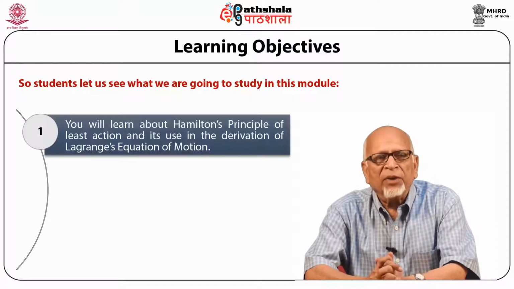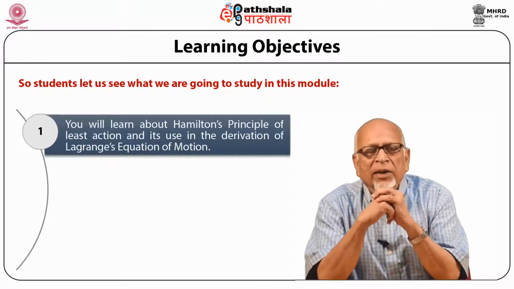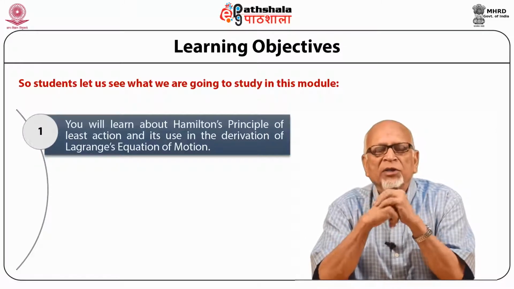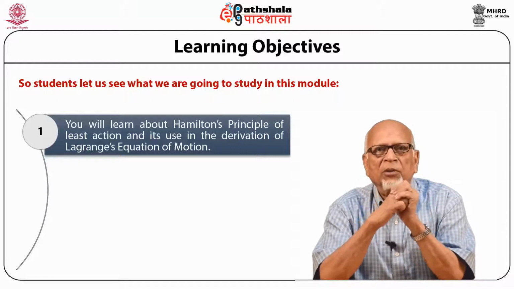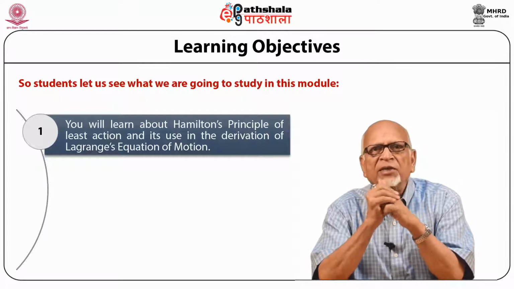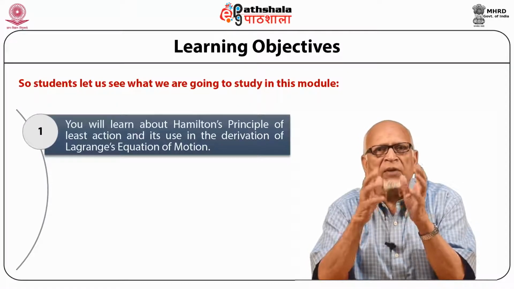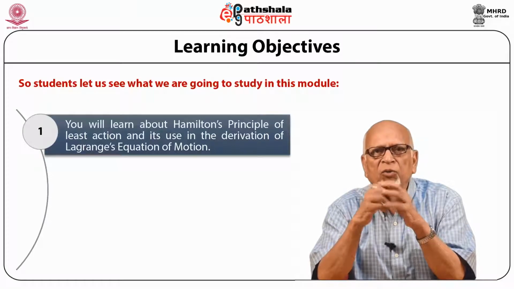Today we are going to talk on the module entitled Hamilton's Principle and Lagrange's Equation under the paper Classical Mechanics. First, remember that we have obtained the Lagrange's equation from D'Alembert's principle. So in this module, we will rederive the Lagrange's equation from a more powerful principle, which is Hamilton's principle. After completing this module, you should be able to learn about Hamilton's principle of least action and its use in the derivation of the Lagrange's equation of motion.